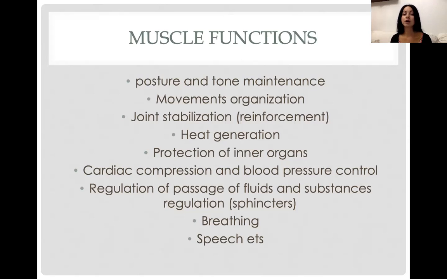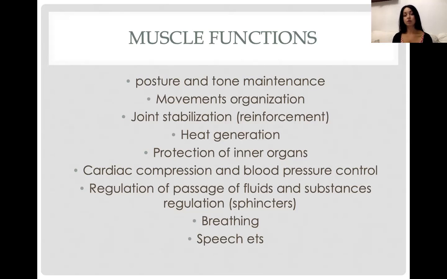That's why we are not dying right away when we have a decrease of environmental temperature. Muscles can protect our inner organs, for example, organs of our abdominal cavity. They are protected with the abdominal wall, muscles of the abdominal wall, and they are well protected. Our stomach, intestine, they are well protected with our muscles.